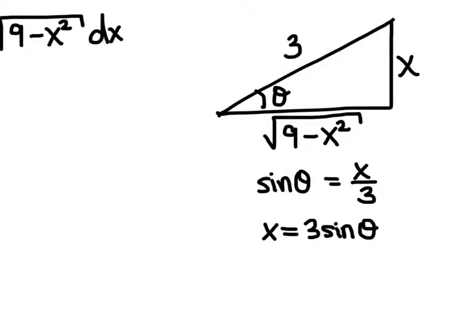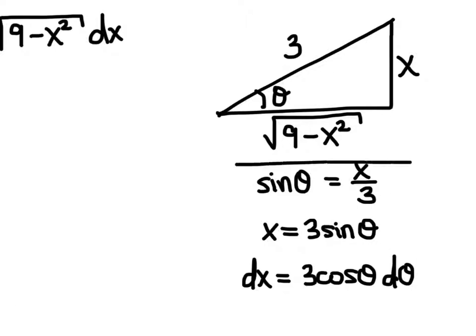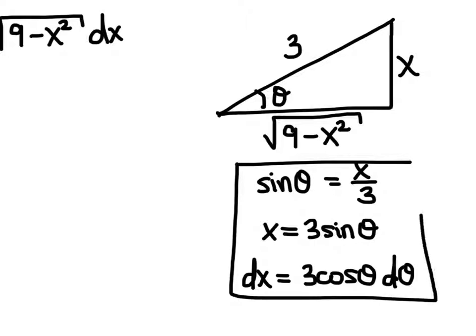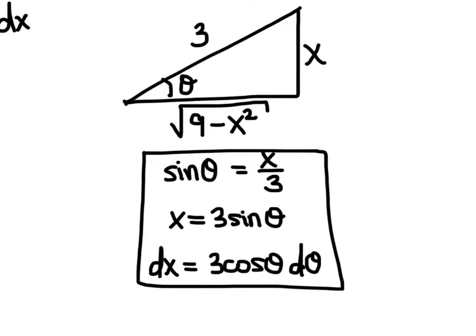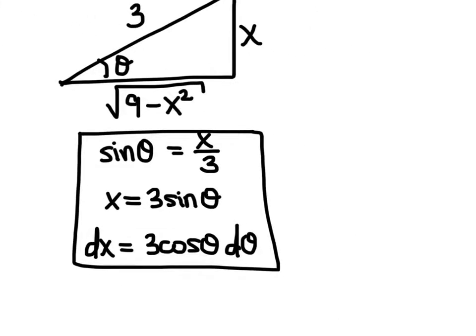And from there we can take derivatives to find what dx is, and a few other things we're going to need from our triangle. So these are the main things that we need. We want to solve for theta, so we use this equation, and when we solve for theta, we find that theta is arcsine of x over 3.